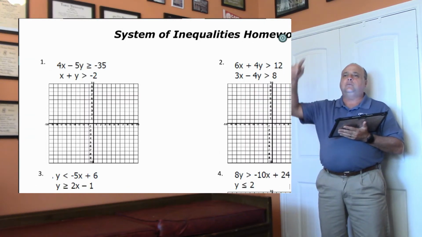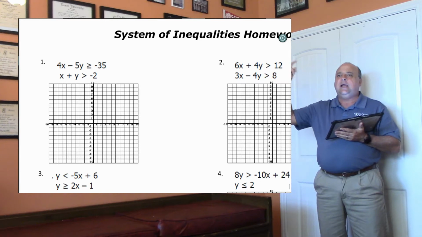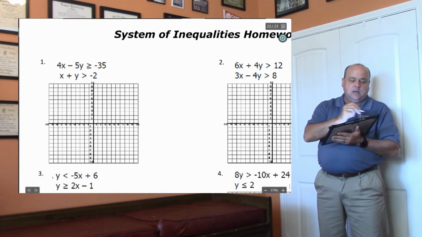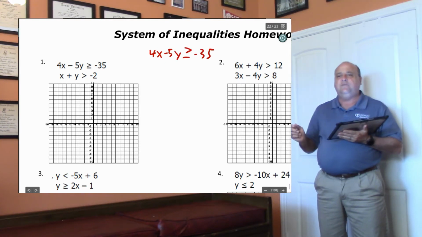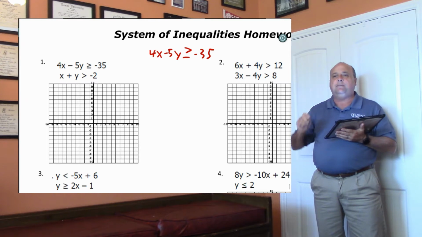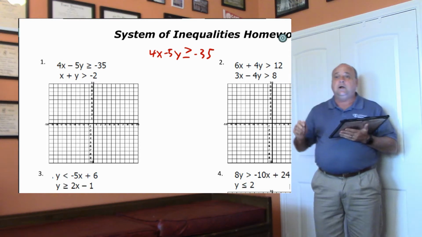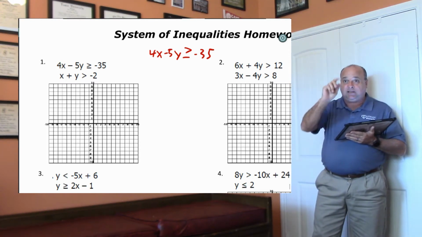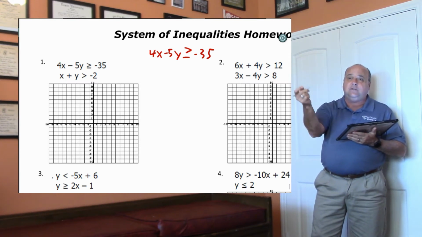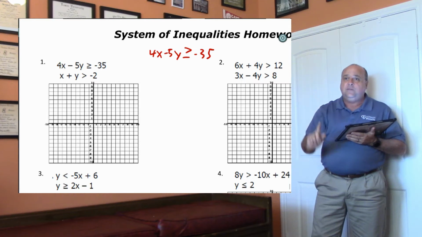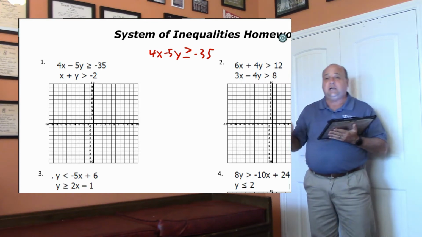Remember, to do these problems, we're going to solve them both for y and graph the mx plus b. Okay, so number 1, write down 4x minus 5y greater than or equal to negative 35. We're going to move the x over and divide by negative 5. Some things you want to know about this line. It's going to be a solid line because of the equal bar to the inequality, and the y is negative, so the inequality will be flipped. This will not be shaded up, it will be shaded down.